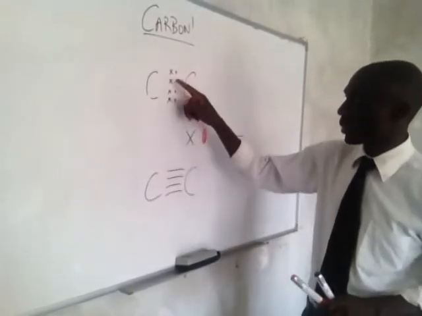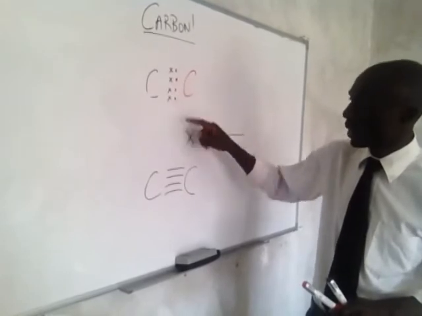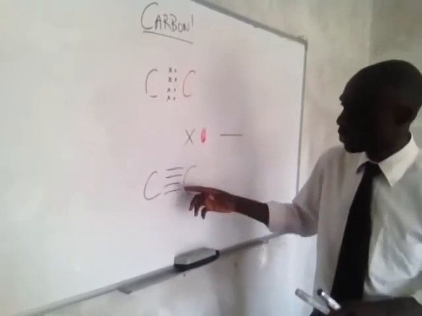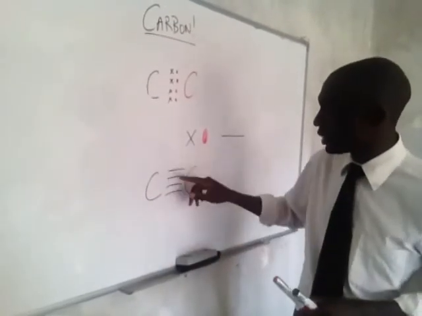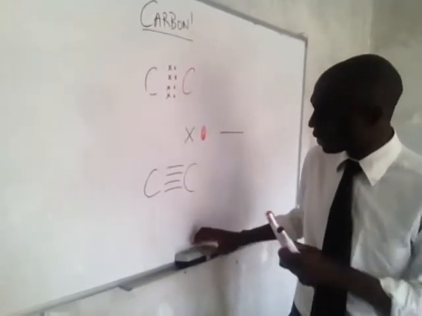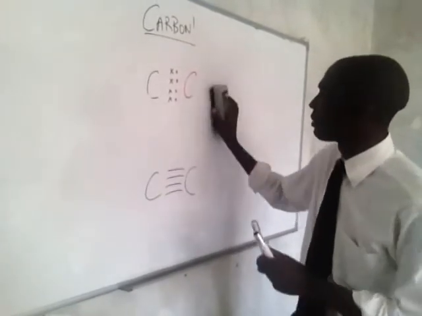Each line represents a pair of electrons. How many are there? 4 pairs, 4 lines. So this is what you usually see in organic chemistry. A line represents a pair of electrons. This is where this comes from. It comes from that. So let's move on further into organic chemistry now.